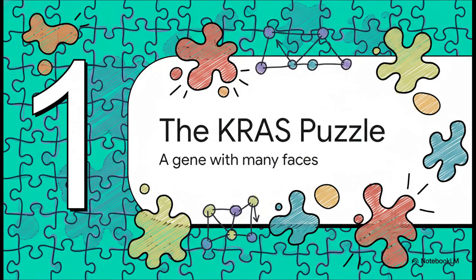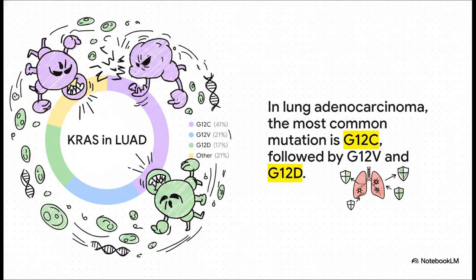But here's where things start to get really interesting. See, not all KRAS mutations are created equal. It's not one single problem, it's more like a whole family of them, and each one gives the cancer a slightly different personality. Okay, so if we look specifically at lung cancer, the most common KRAS mutation is something called G12C. That accounts for about 41% of cases. But for our story, we're going to focus on the fascinating rivalry between G12C and the third most common one, G12D. These two mutations, they're going to be our main characters.